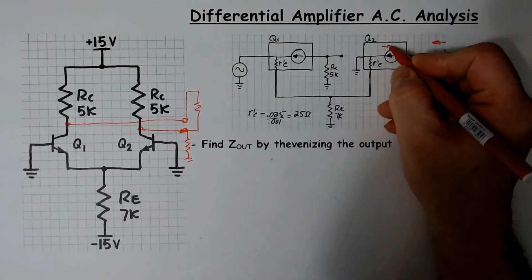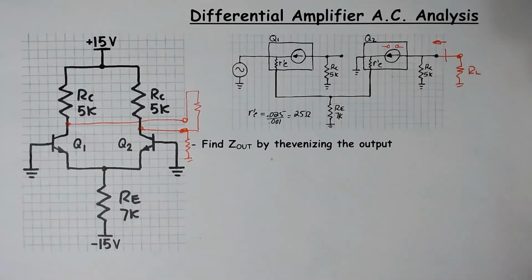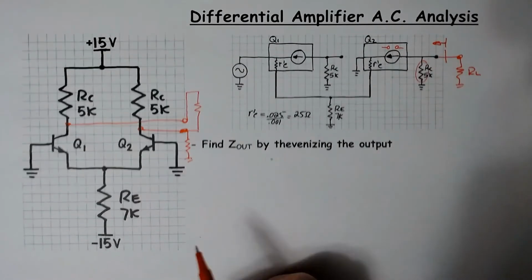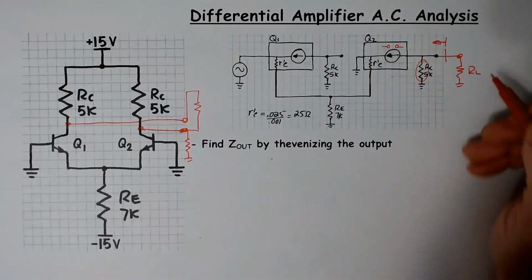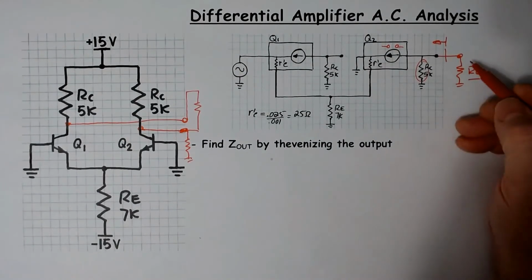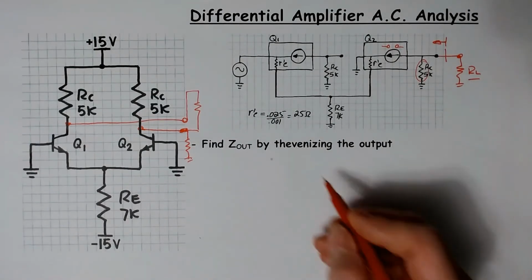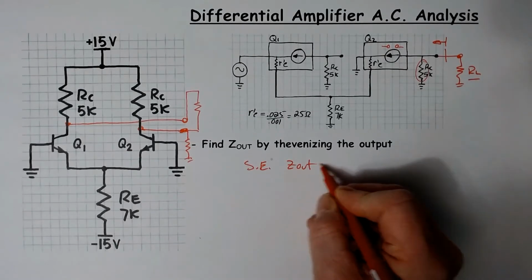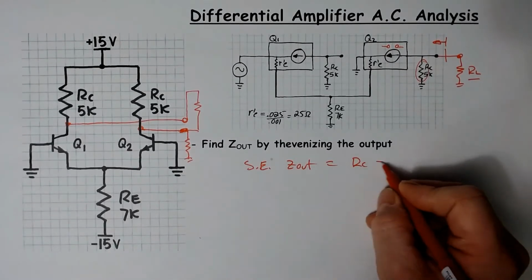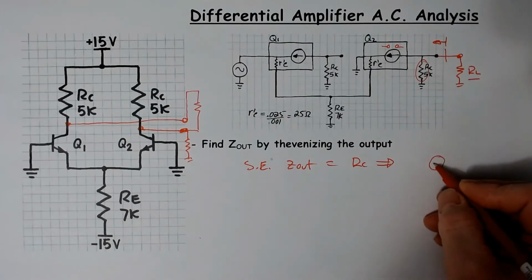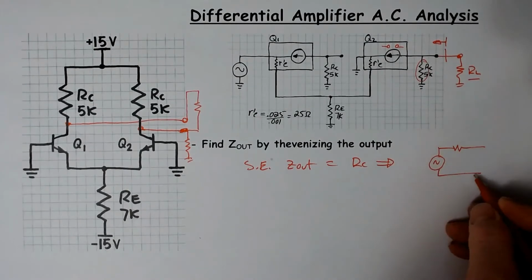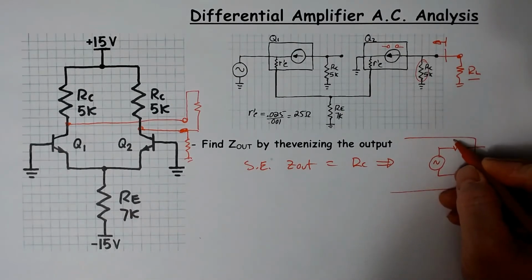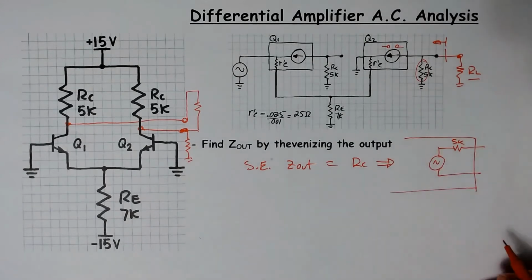So let's remember also that when we Thevenize current sources, they become an open. So when I stand here and I look back into the circuit, there's only one impedance, and that is RC. So with a single-ended load, the output impedance is RC. So single-ended Zout equals RC. And then on a two-port model, you would draw it like this, where you have Zout, in this particular case, 5K.